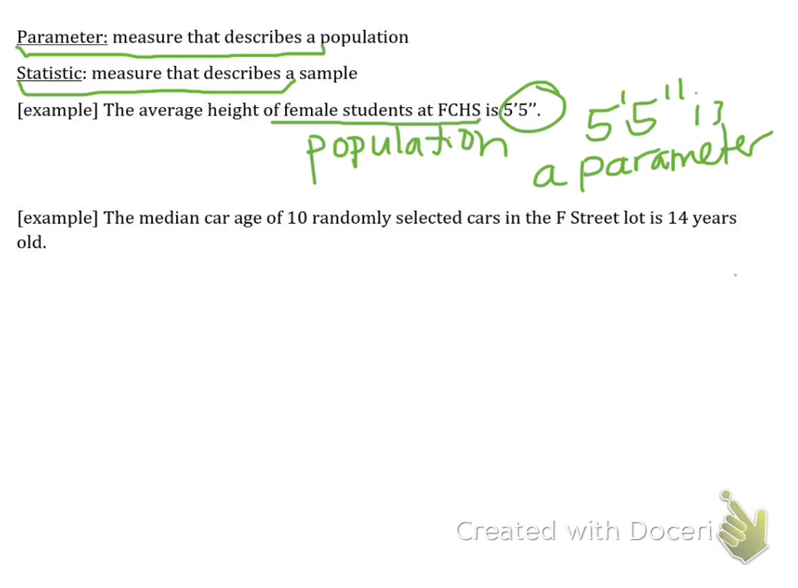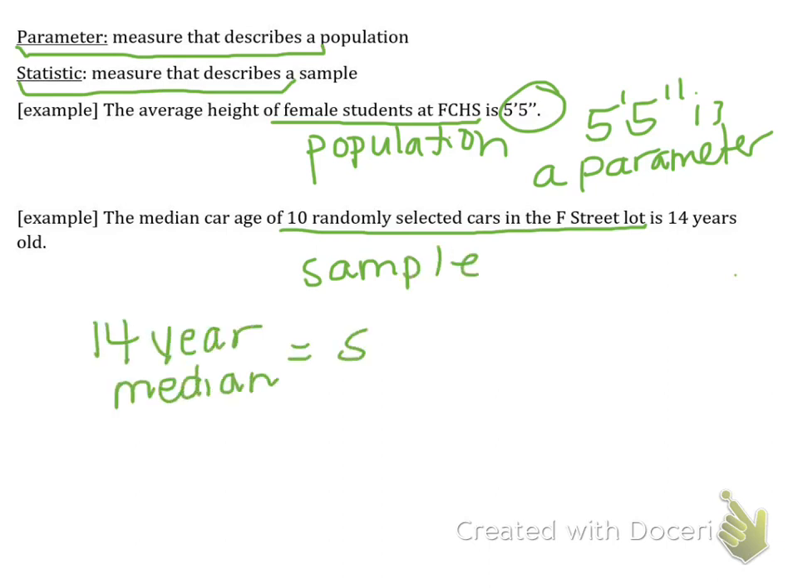All right, example down there, the median car age of 10 randomly selected cars in the F Street lot is 14 years old. So that 10 randomly selected cars is a sample. So the 14-year median is the statistic.